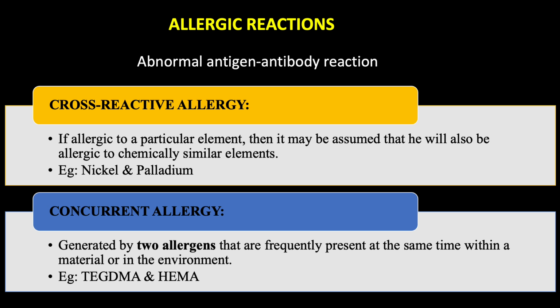Second is the concurrent allergy. That is, two allergens which are frequently present at the same time can cause allergy to you. For example, TEGDMA and HEMA, which are present in the composite, could cause allergy at the same time.